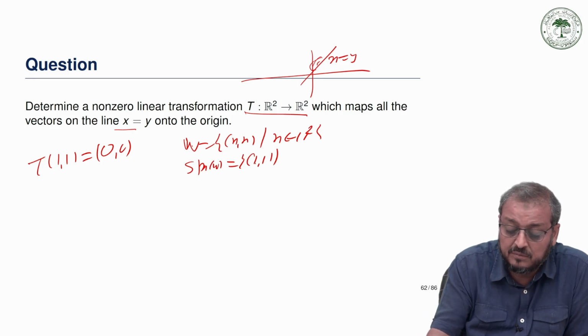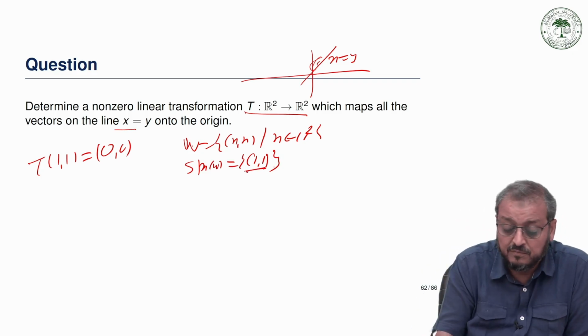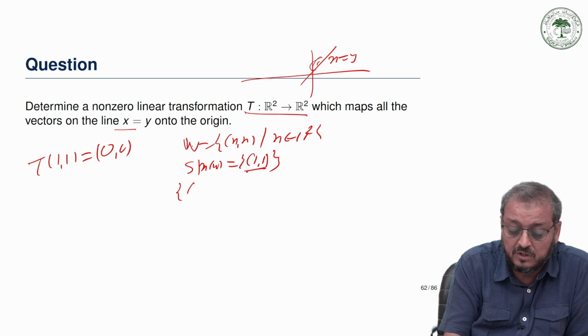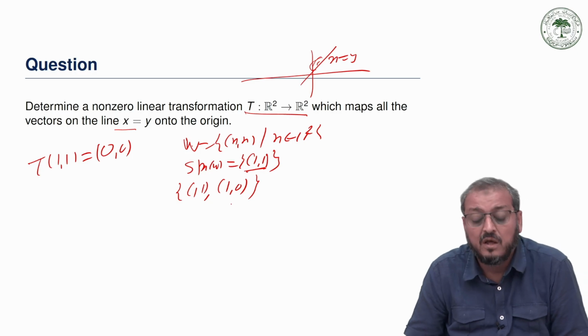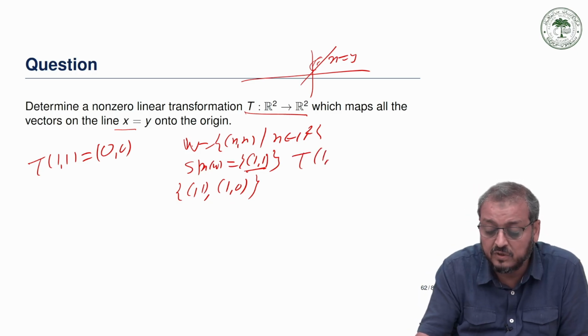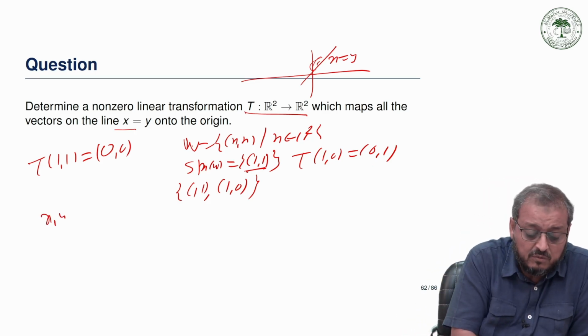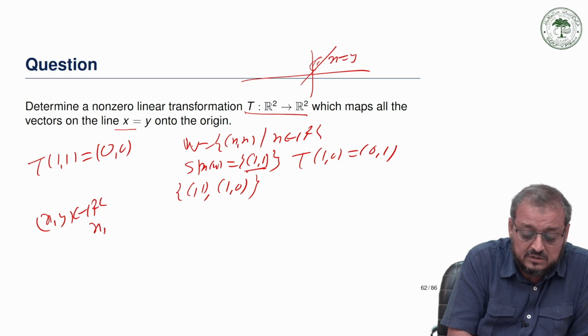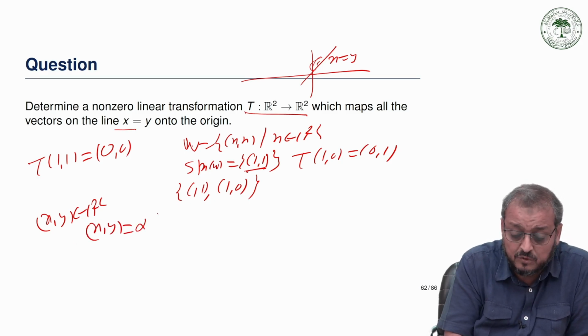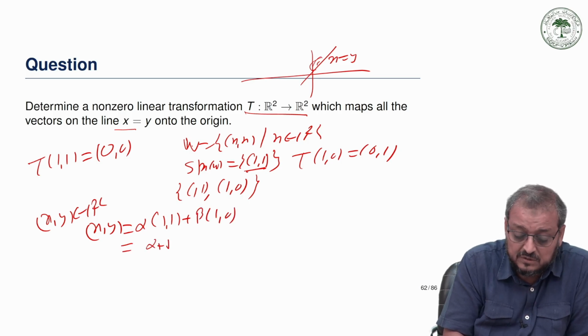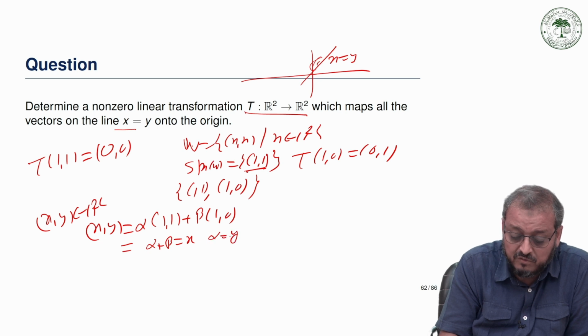Now by the method of extending the basis, we extend {(1, 1)} by another vector, (1, 0), which is clearly linearly independent, and we define T(1, 0) = (0, 1). For (x, y) in R², write (x, y) = α(1, 1) + β(1, 0). This implies α + β = x and α = y, so β = x − y.